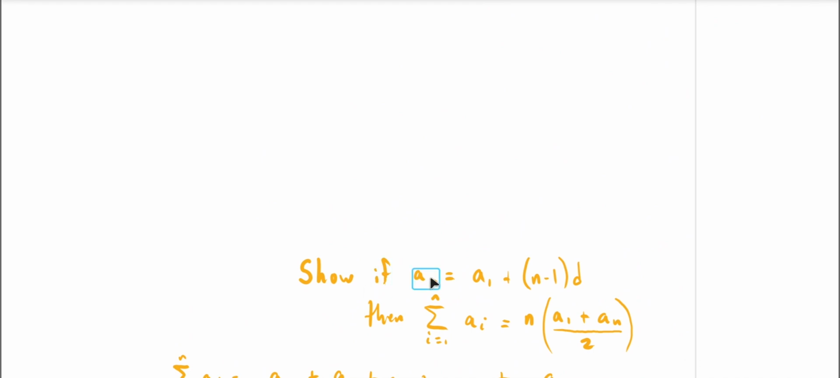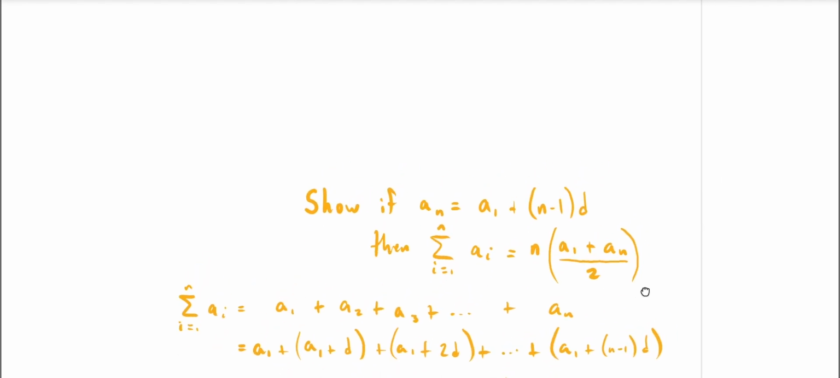If we know that a sequence is arithmetic and so has this form, we can show that the sum of the first n terms is equal to n times the average of the first and last term. How do we do that? Well, it really is just a matter of writing things down. If I write down the sum of the first n terms, it looks like this. N terms, a1, a2, all the way up to an, added up.